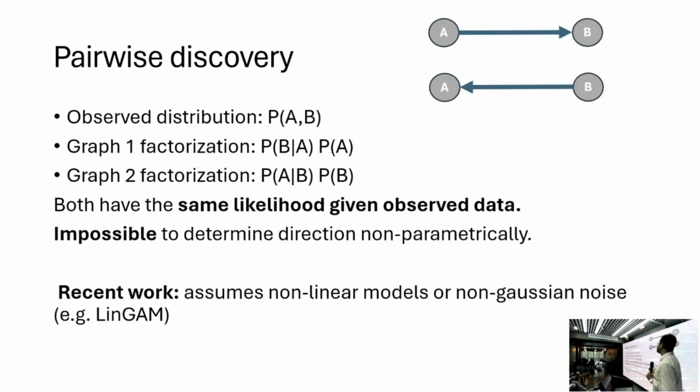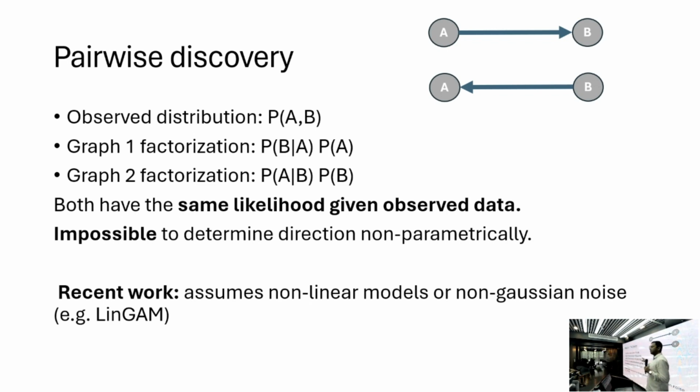So for pairwise discovery, the problem is, if you have some observed data, all you get is the probability of A and B. You can factorize it in two ways. One, you can say the right factorization is probability of B given A multiplied by probability of A. Or you could say the reverse. The problem is that the likelihood of any of these factorizations is exactly the same. So if you're just trying to fit a maximum likelihood model or any other technique to differentiate which one is the right direction, you would not get any signal. Theoretically, people have shown it's impossible to do this non-parametrically.